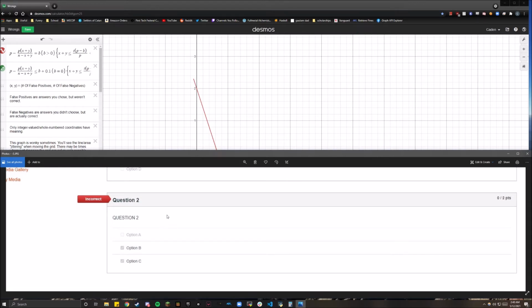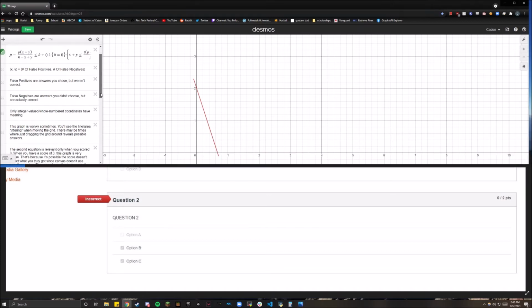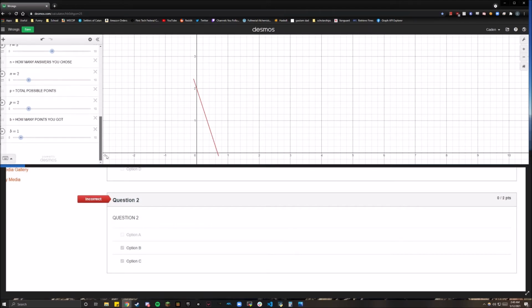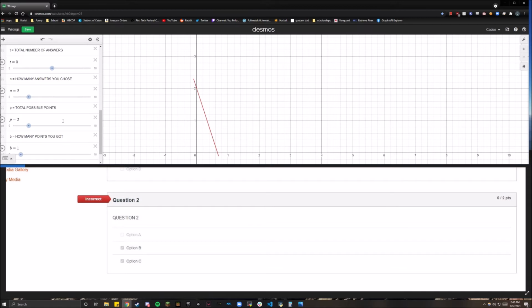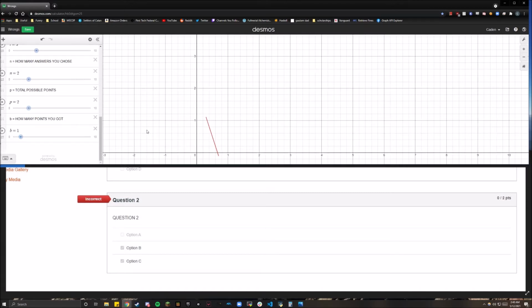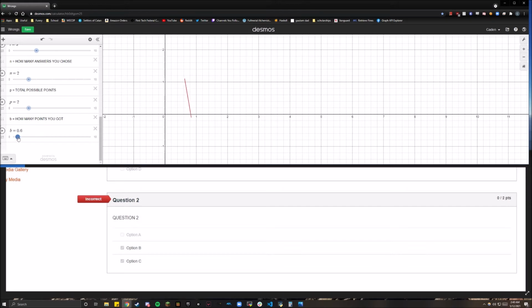So, moving on to the last example that I have, you can see that we got 0 out of 2. And so you'll see that something weird happens when you get 0 points. Let's just fill this out. Number of total answers, there's 3. I answered 2. There's 2 possible points. And now watch what happens when I put my points to 0.